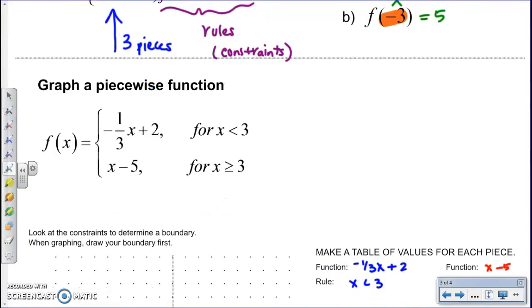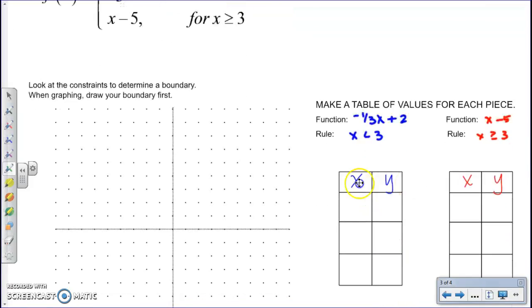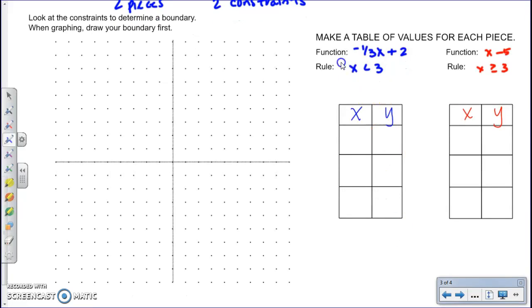Okay, here's an example where we can apply the same logic and also graph our piecewise function. So here we have two pieces and two constraints. We'll make a table of values for each piece, and I've done that here. I've listed the two pieces and their corresponding constraints.